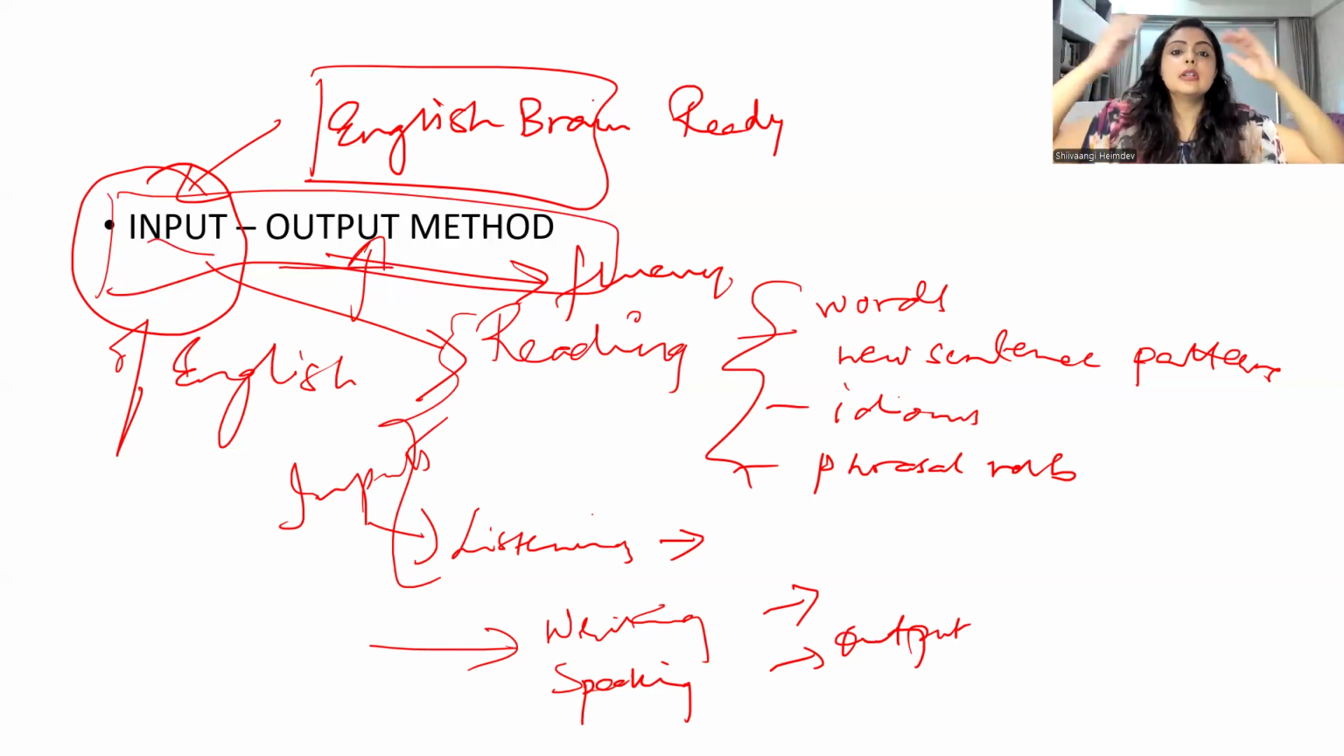And the day when your English brain is completely ready is the day when you can actually experience fluency in your language. Can you see my language? I am able to fluently express my thoughts. How is that possible? Because my English brain is ready. Similarly, I want you to work on your English. Make sure that you follow this input and output method.